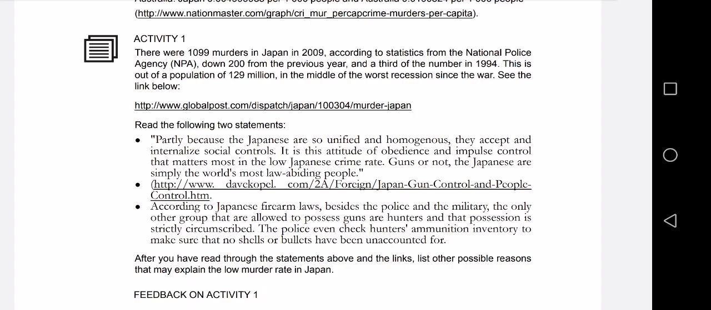After you have read through the statement above and links, list other possible reasons that may explain a low murder rate in Japan. Feedback: you should list the possible reasons to explain the low murder rate in Japan.